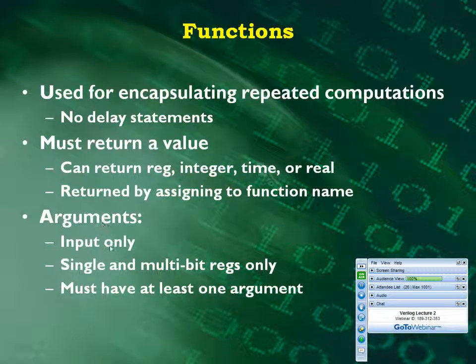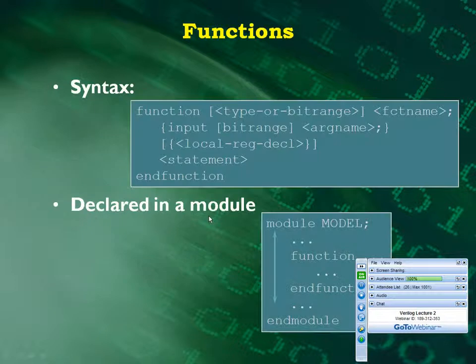The arguments can be input only, single and multi-bit registers only, and you must have at least one argument. So those are the rules. So let's take a look at the syntax real quick. With a function, now the brackets mean this is optional. You can have a type or a bit range, and then the function name, and then one or more of these inputs, with a bit range, which is optional, with an argument name. So this is just all the syntax. It looks a little bad to have to look at it.